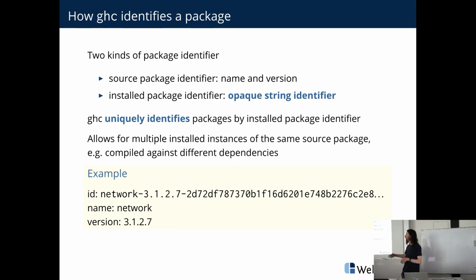And we'll talk about that in more detail after the break. An example of why you want that is because you might want the same package installed against different choices of dependencies, or funky backpack things, which I won't have time to go into.